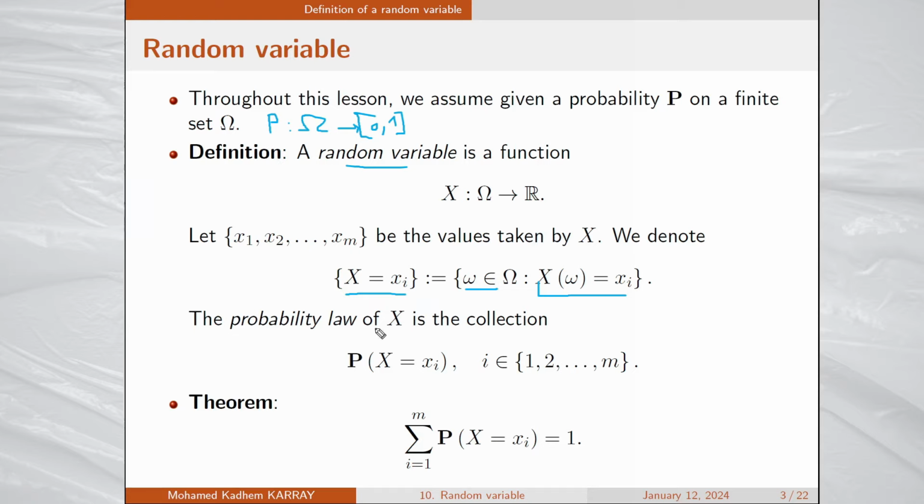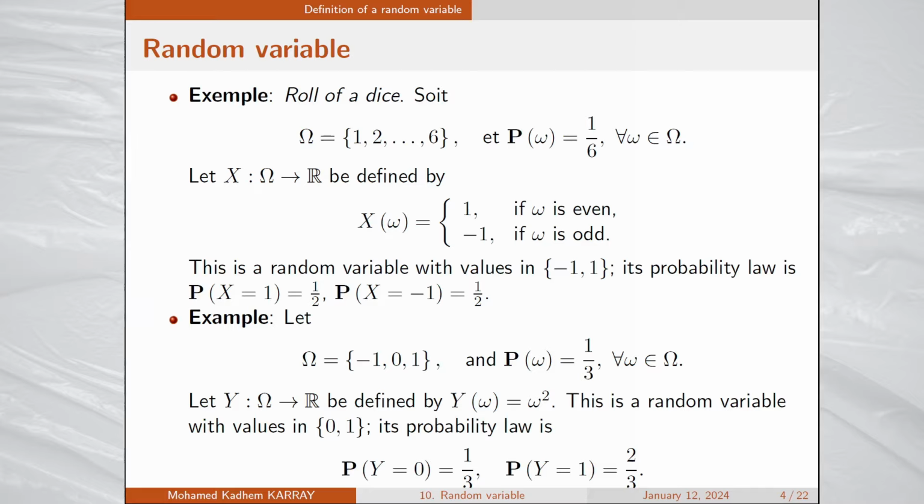The probability law of a random variable X is defined as the collection or the family of the probability of X = xi for any i. So the collection of all these values will be called the law or the probability law of X. And sometimes we will say shortly the law of X. Here is first a theorem for random variables. The sum over all i of the probability of X = xi equals 1.